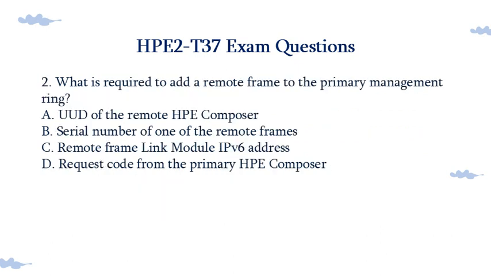2. What is required to add a remote frame to the primary management ring? A. UUID of the remote HPE Composer. B. Serial number of one of the remote frames. C. Remote frame link module IPv6 address. D. Request code from the primary HPE Composer.